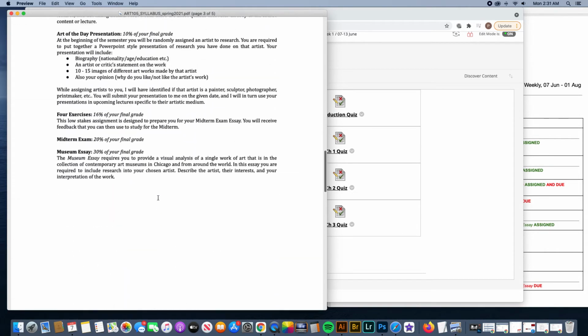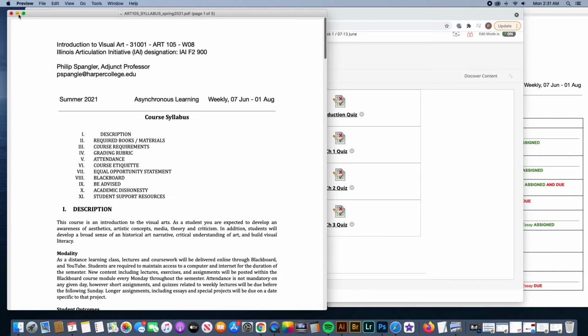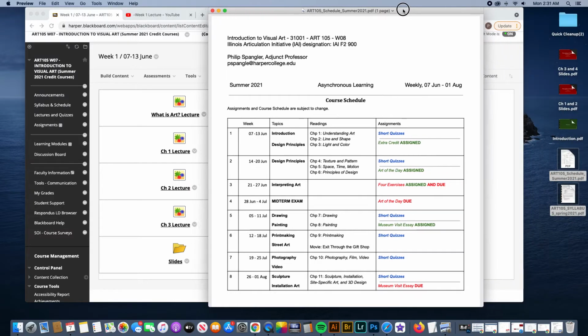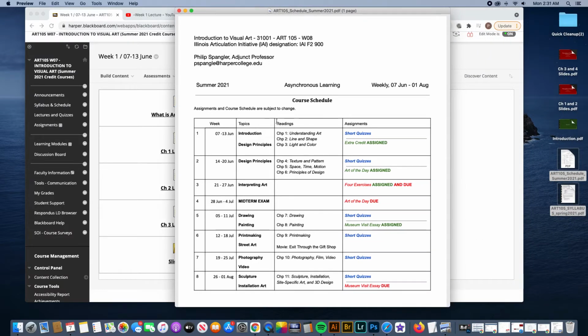All right, so that is the syllabus in a nutshell. Now I'm going to move on to our course schedule. So the schedule appears short because it is. It's only 8 weeks long, but it's a little bit color coded here on this side. And it tells you what's going on for the week.